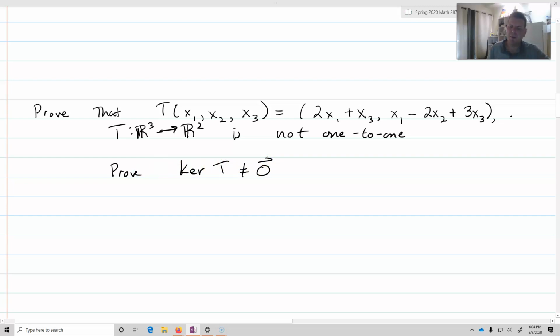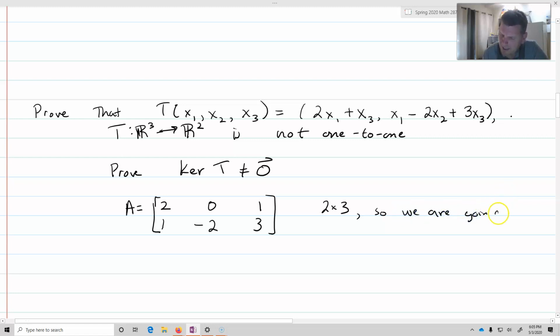Okay? So what I'm going to do is rewrite this as a matrix. I'm going to get A, okay? A is going to end up equaling 2, 0, 1, and 1, negative 2, 3. And all I have to do is look at that matrix, and the matrix there is 2 by 3. So what we have is we are going to have a free variable in Ax equals 0.